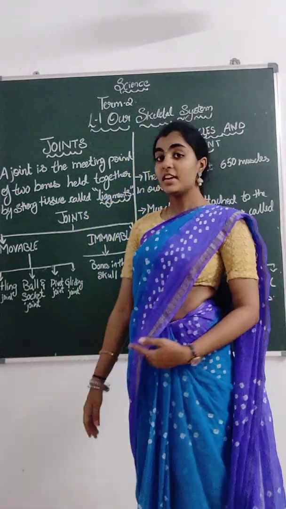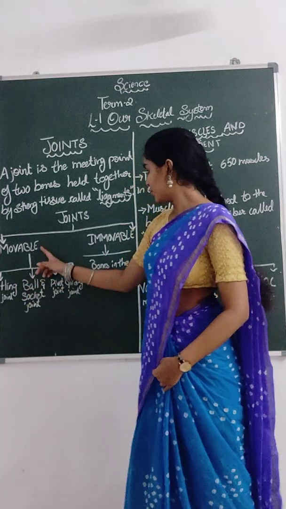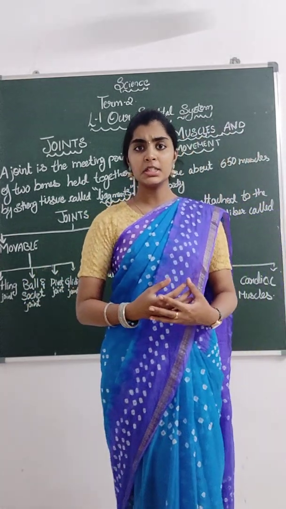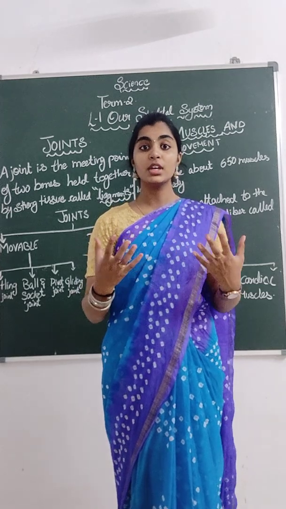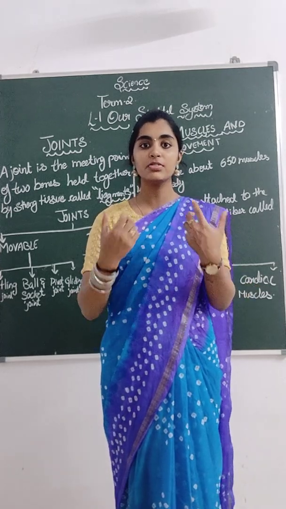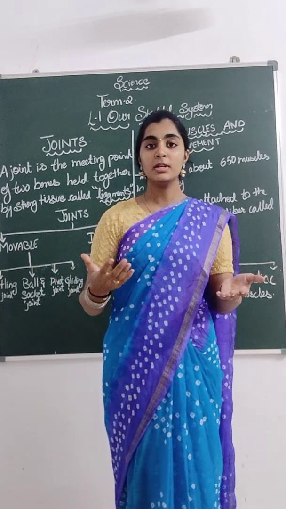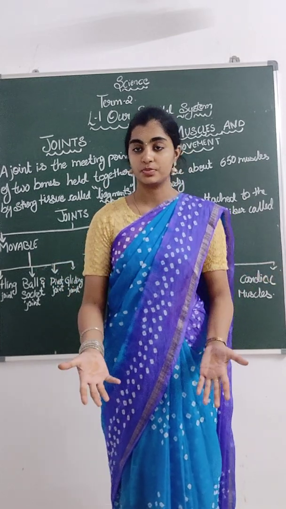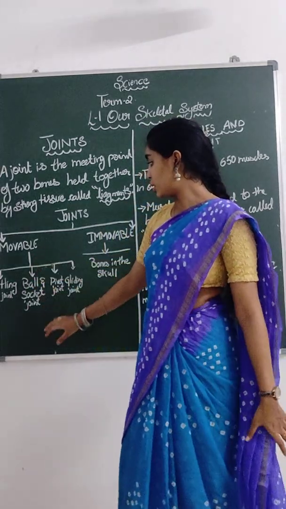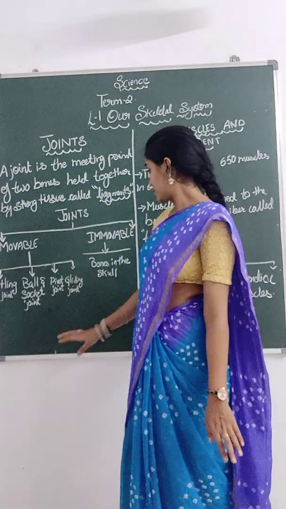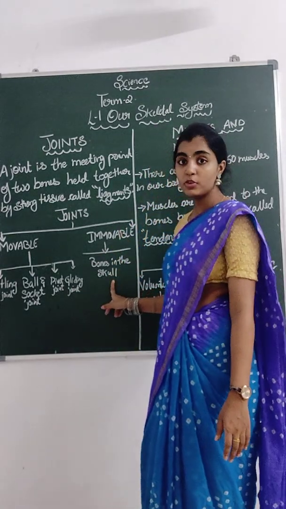Okay? Now, we have two types of joints. Movable joints and immovable joints. Okay, what do you mean by movable? Movable means if you can move. Immovable is the opposite of movable. Immovable is which you can't move. Okay? Now, movable joints. We have four types of movable joints and one type of immovable joints.